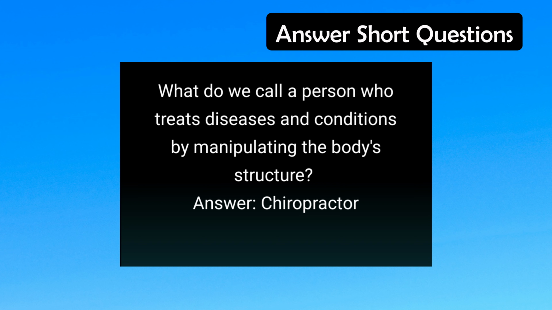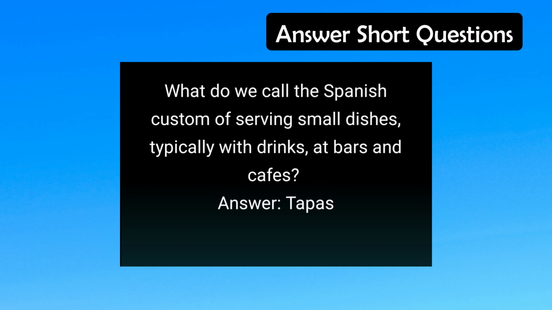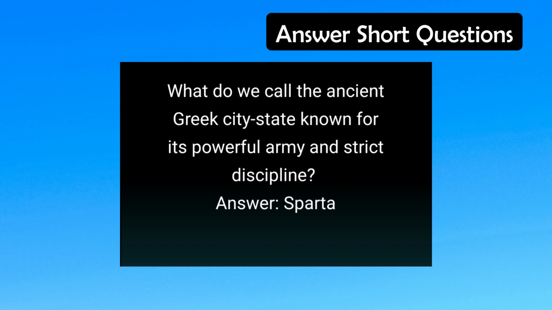Answer: chiropractor. What is the name of the ancient Greek city-state known for its artistic and intellectual achievements? Answer: Athens. What do we call the Spanish custom of serving small dishes, typically with drinks, at bars and cafes? Answer: tapas. What is the Italian term for a coffee made with espresso and steamed milk? Answer: cappuccino. What do we call the ancient Greek city-state known for its powerful army and strict discipline?